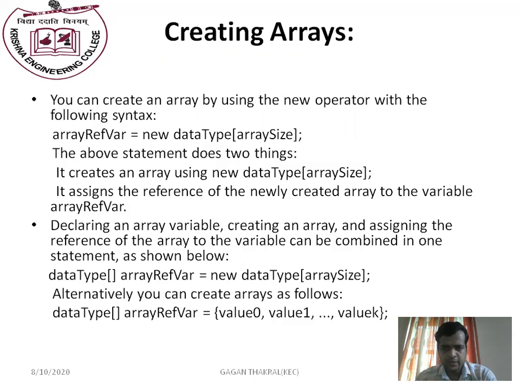Or in another way, we can directly assign the values to the array. In this way, we write the data type, then square brackets, then the array name equal to, and in curly braces we directly pass the values to the array.